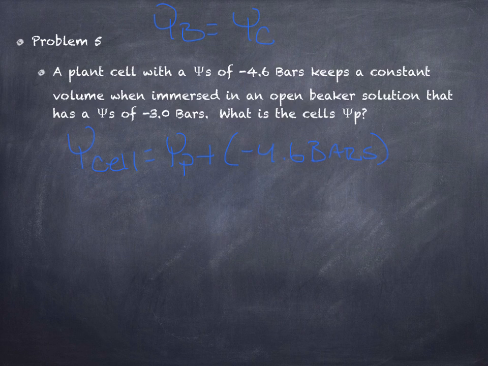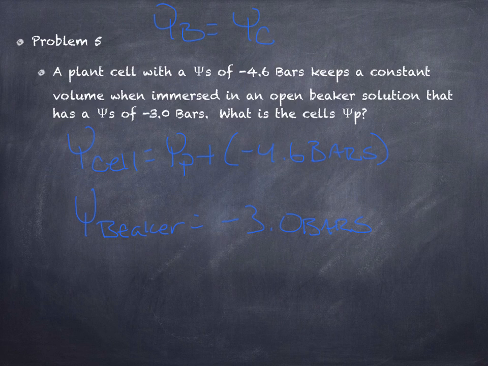Okay, we're also told that the beaker, okay, which we know is the pressure potential plus the solute potential, so our beaker, its solute potential is equal to negative 3.0 bars. Because the pressure potential is 0 for the beaker always, we know that the water potential of the beaker is equal to negative 3 bars. And because the beaker's water potential has to be equal to the cell's water potential, this problem is very simple. All we have to do here is sub out some values.